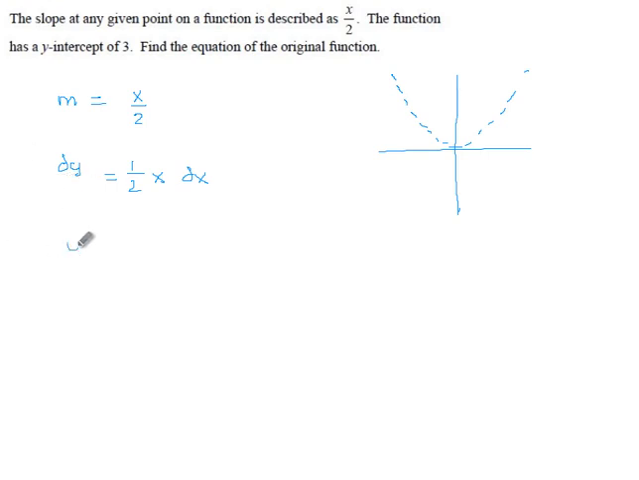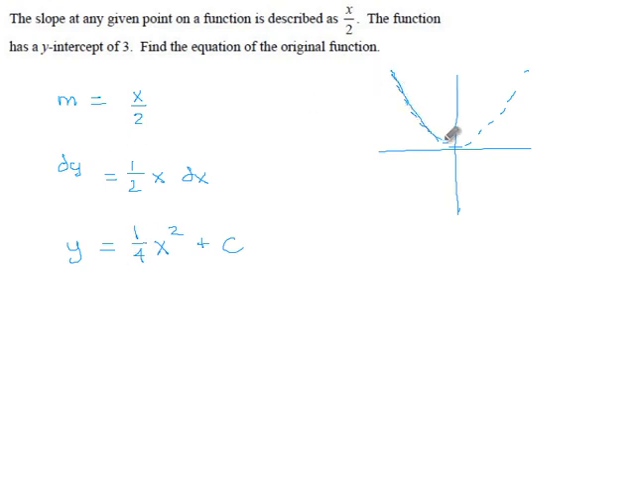If we integrate this, on the left side we just get y. And here from the power rule, our power goes up by 1, we divide by the new power, and we get 1/4 x squared, and a plus c pops out. What this is saying is, if your slope is x over 2, then your function must be 1/4 x squared plus c.